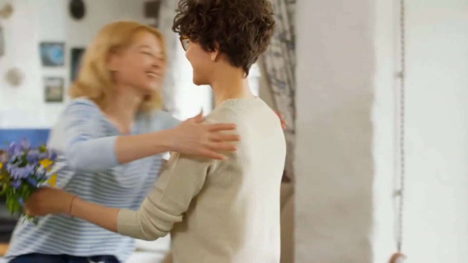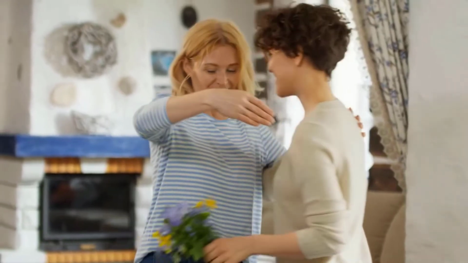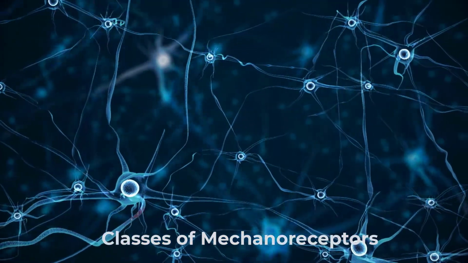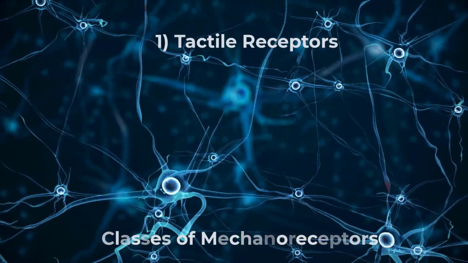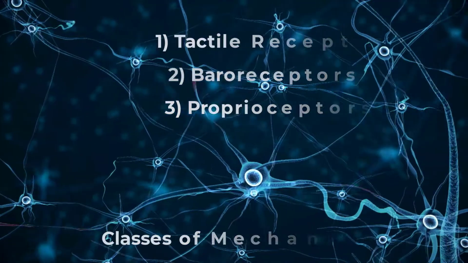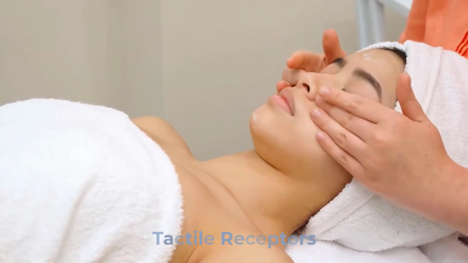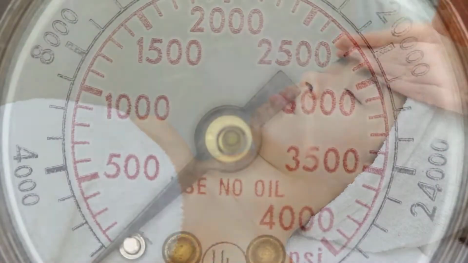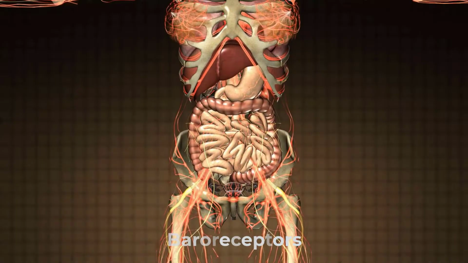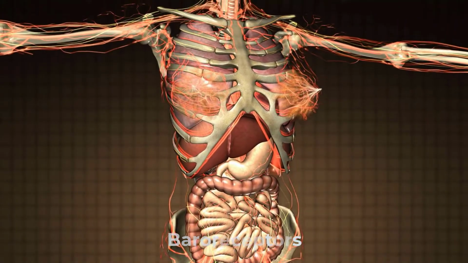Mechanoreceptors are sensitive to stimuli that stretch, compress, twist, or distort their cell membranes. There are three classes of mechanoreceptors: tactile receptors, baroreceptors, and proprioceptors. Tactile receptors detect sensations of touch, pressure, and vibration. Baroreceptors detect pressure changes in the walls of blood vessels and in portions of the digestive, reproductive, and urinary tracts.